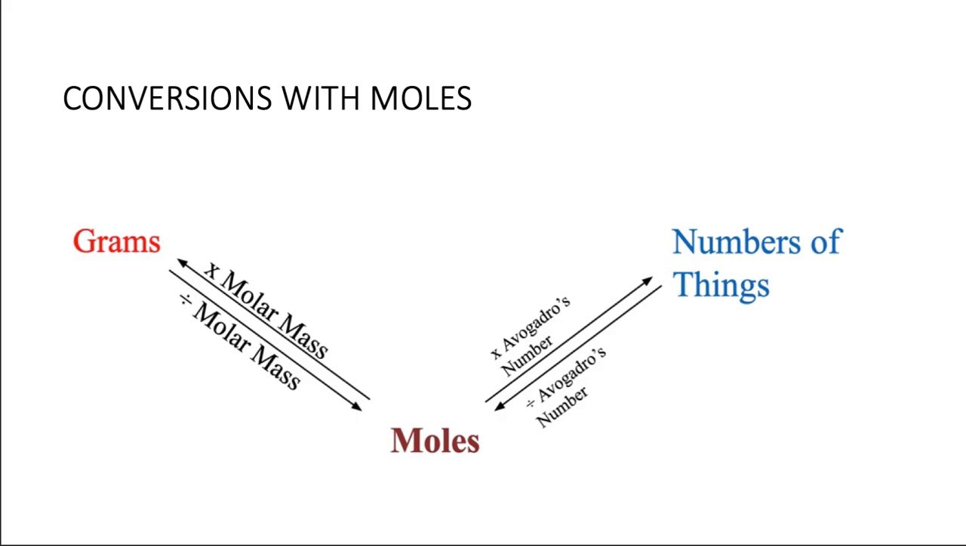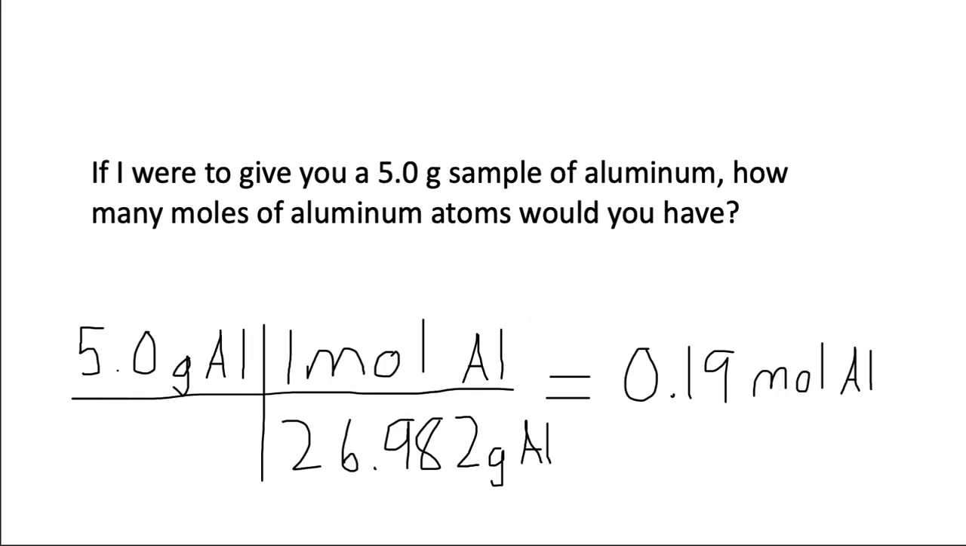When you convert back to moles from either of those, of course, you're going to divide. So you get back a smaller number again. All right, I'm going to show you a couple of examples of this. So for instance, if I was to give you a 5-gram sample of aluminum and ask you how many moles of aluminum atoms there are, this is the procedure you would take.